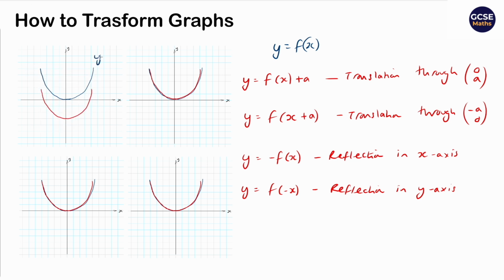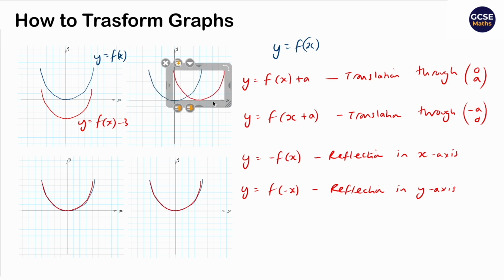So if this function is y is equal to f of x, then this function here is y is equal to f of x minus 3. And if we look at this one here and we move it to the right 4, 1, 2, 3, 4, our original function was y is equal to f of x, and our new translated function is now y is equal to f in brackets x minus 4. Remember, going to the right is negative, going to the left inside the bracket is positive.